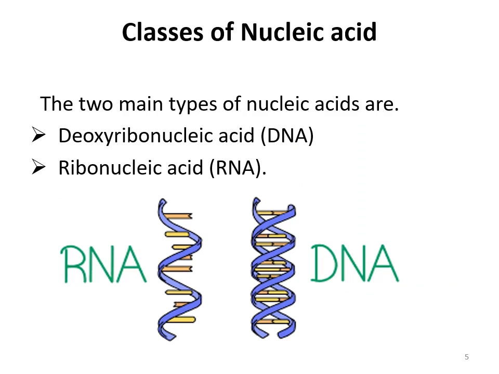There are two main classes of nucleic acids. These two are deoxyribonucleic acid, which is abbreviated as DNA, and ribonucleic acid, which is abbreviated as RNA. So you can see from the slide that DNA is a double stranded molecule and RNA is a single stranded molecule. We will discuss them in the next slides.